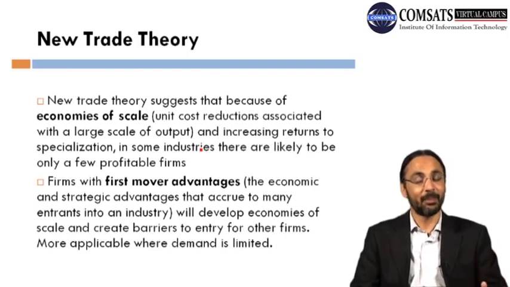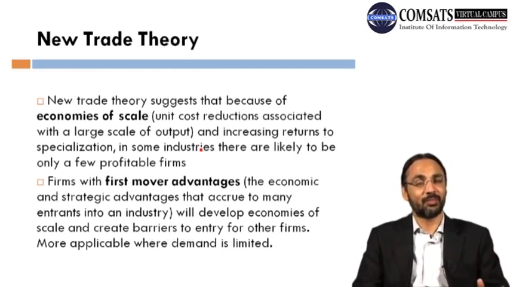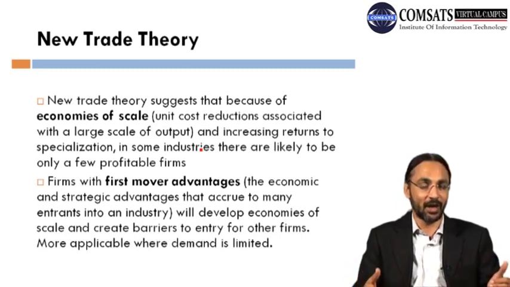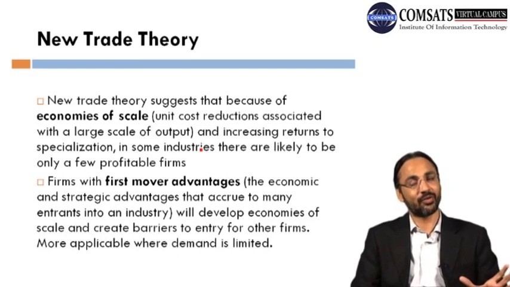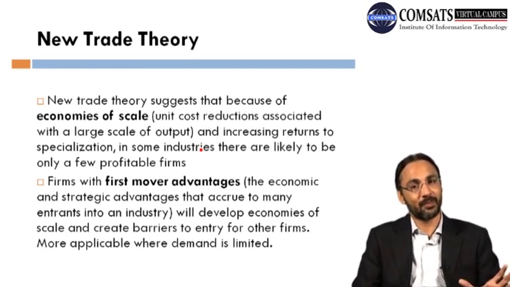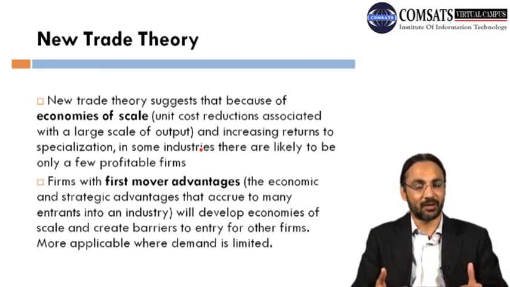And now the new trade theory. Because of these drawbacks, there are people who are struggling to find new theories. Why are they trying to find new theories? To explain the trade flow, how the flow of trade is happening across countries. The first concept in new trade theory is economy of scale. Economy of scale means that when companies are producing their products at a larger scale, of course the cost of production decreases. This is the important thing: unit cost of production is decreasing.